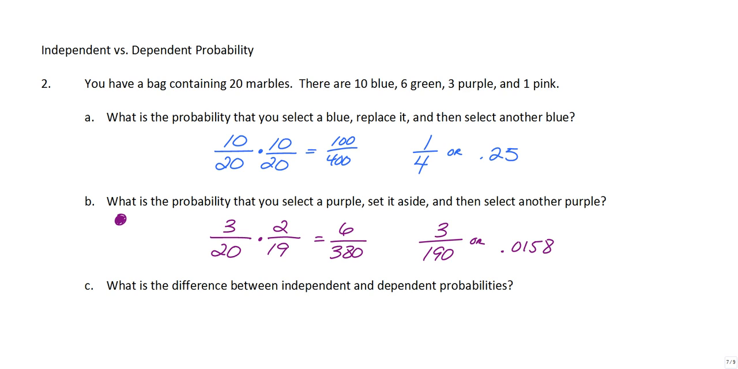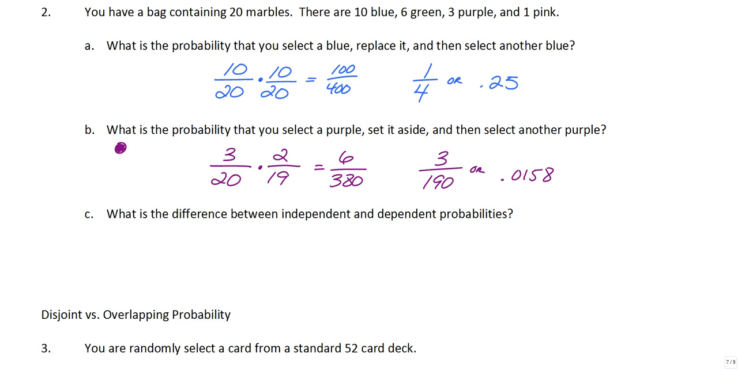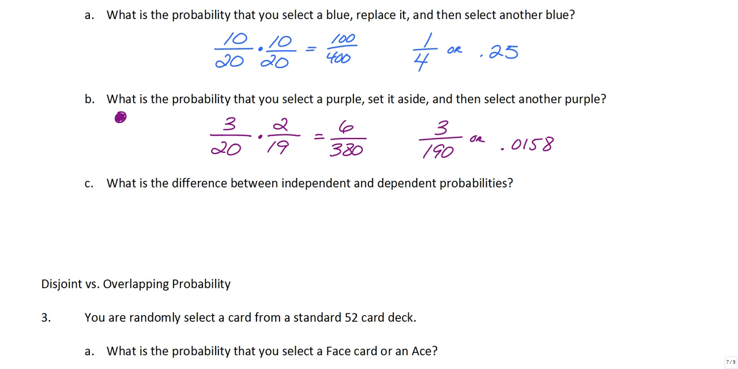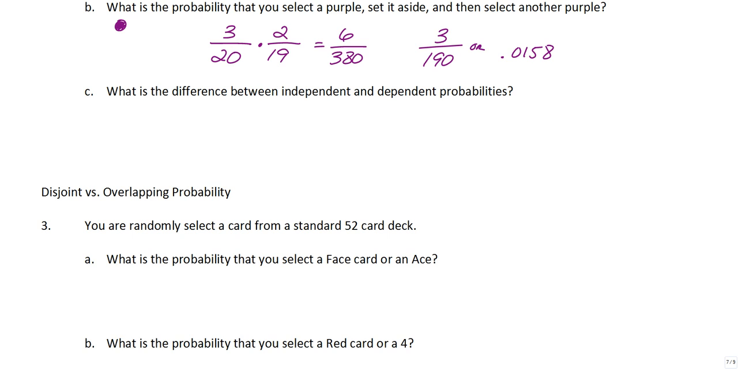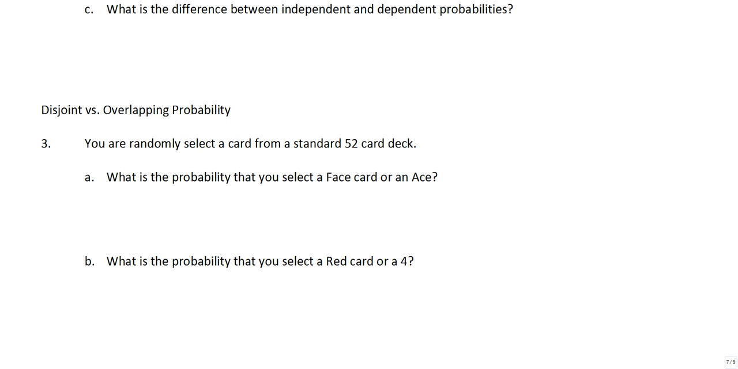And the difference between independent and dependent: independent means you do 2 things and they don't affect one another. Dependent means the first thing that took place had an effect on the second thing that's about to take place. Like when we set the purple marble aside, the first thing we did now changed our possible outcomes, because there's only 19 marbles left and only 2 of them were still purple.